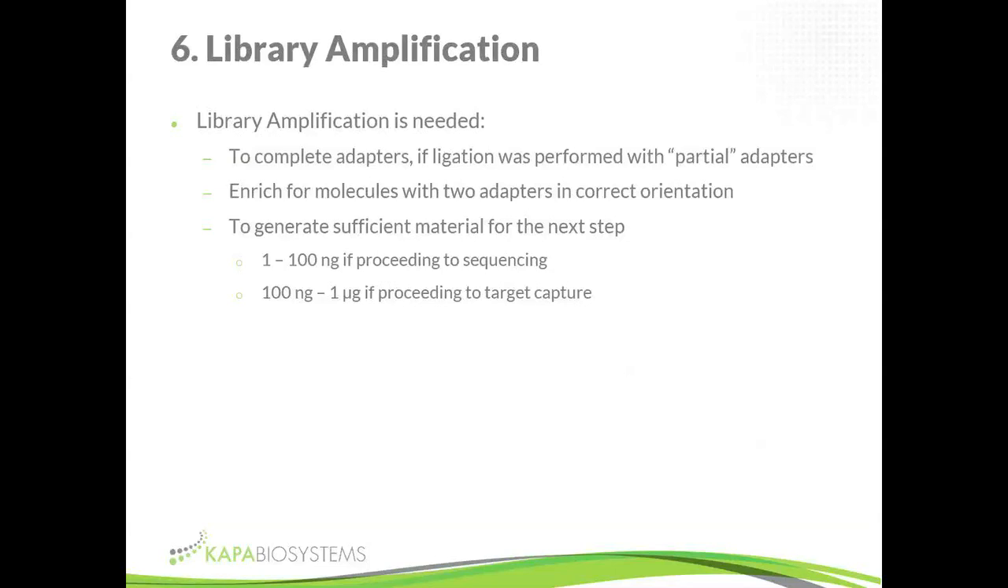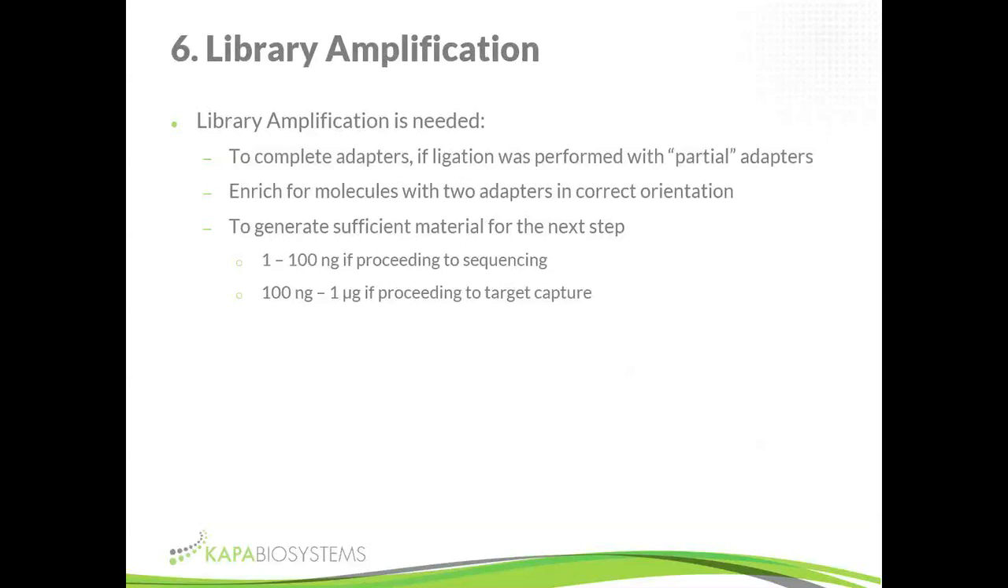Just to give you an idea of sufficient material for the next step, if you're going straight to sequencing, depending on to what degree you're multiplexing, and it depends a little on the size of the DNA, you roughly need somewhere between a nanogram and 100 nanograms of each library for sequencing, if you're going directly to sequencing.